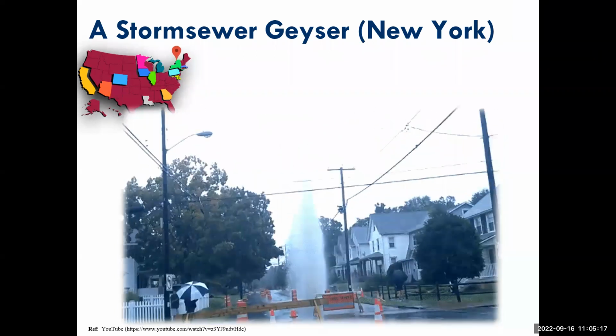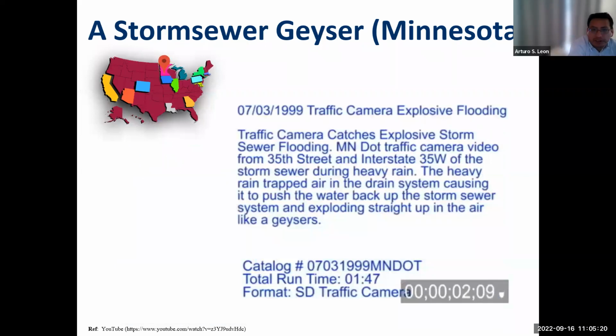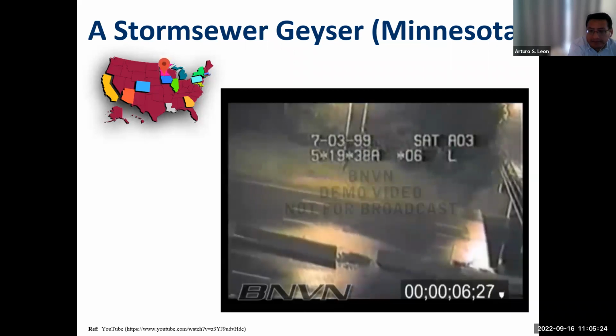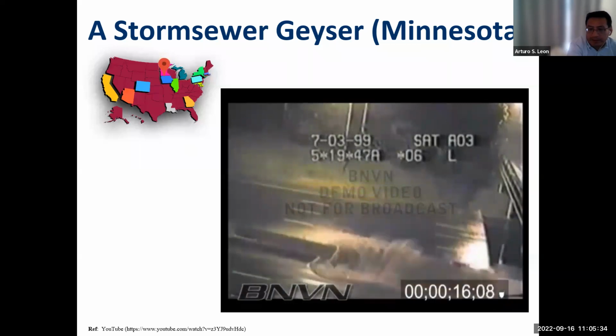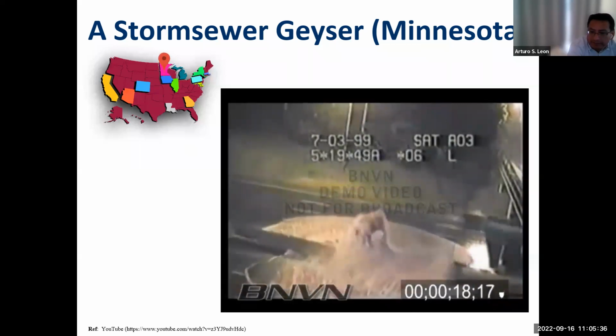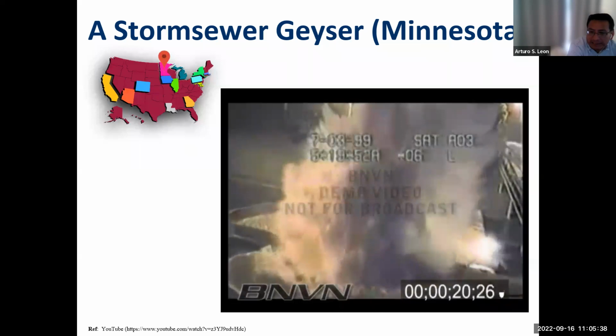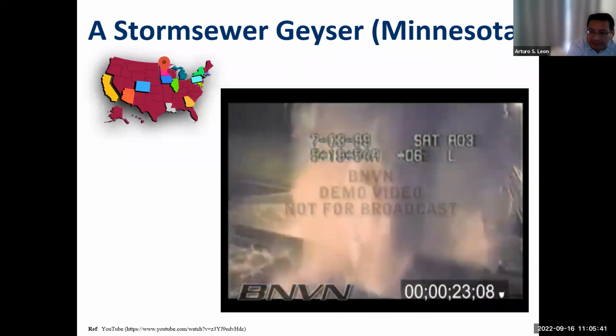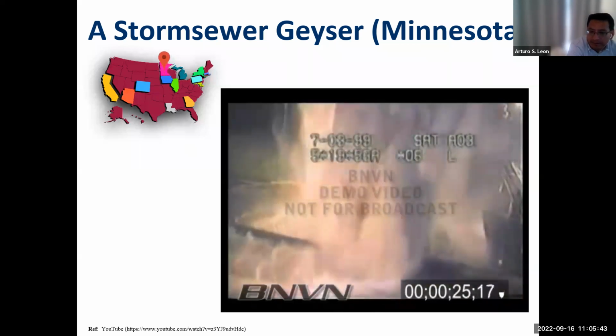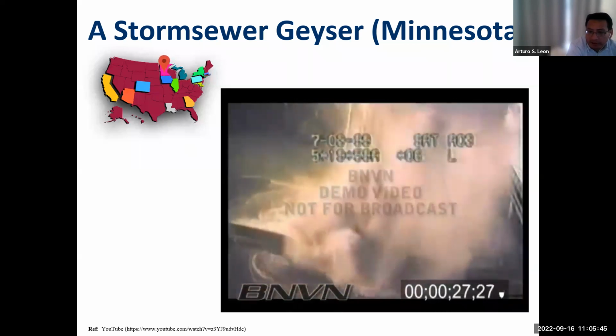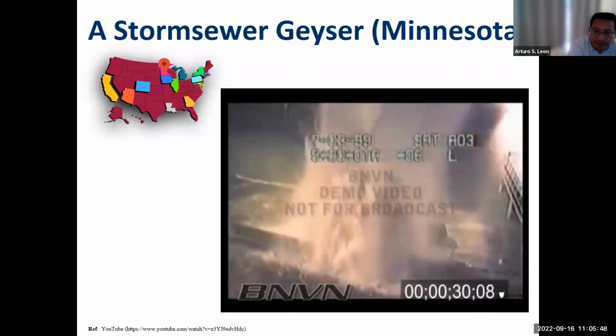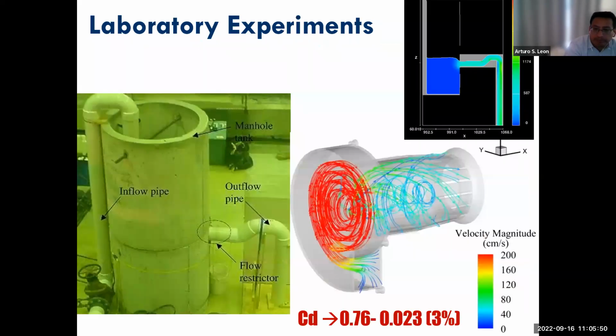Okay, great. This is a storm sewer geyser in Minnesota, on Highway I-35. This is, I think, in 1999, so about 22 or 23 years ago. These are interesting phenomena that attracted me when I came to the US to study my PhD. Very complex phenomena, very interesting, not well understood.